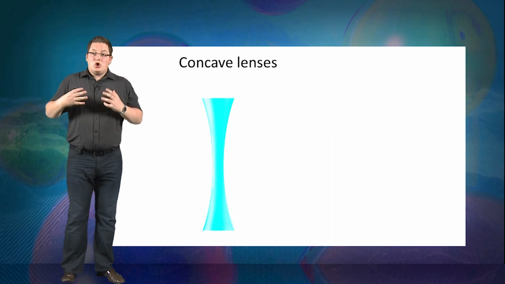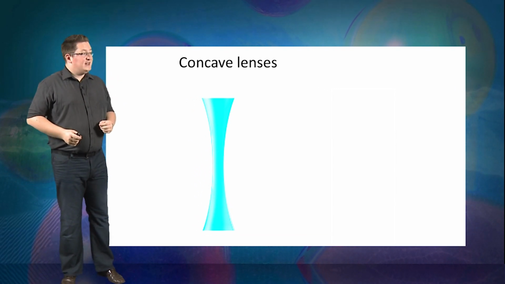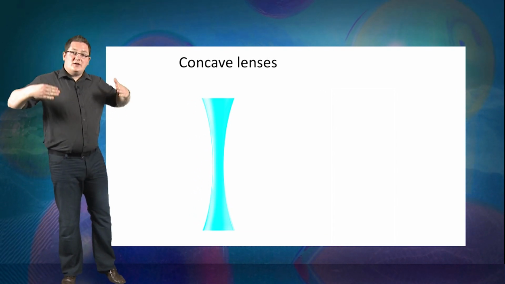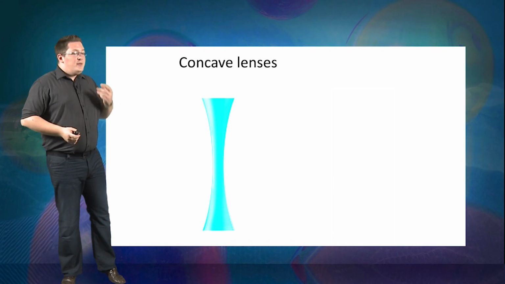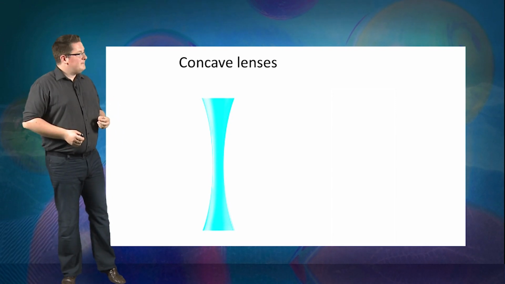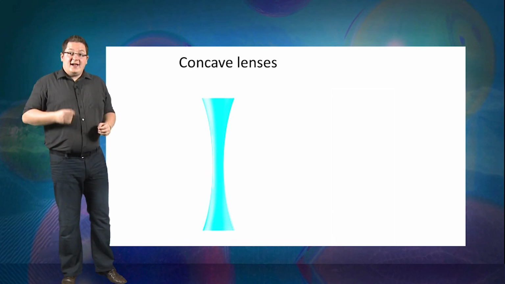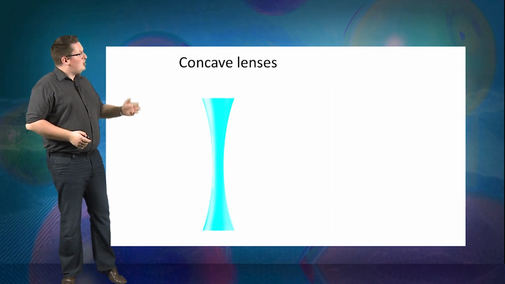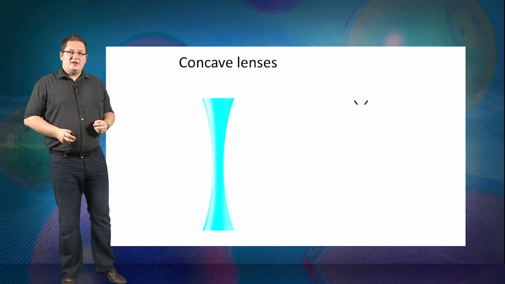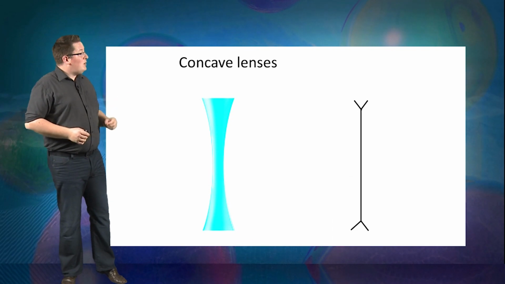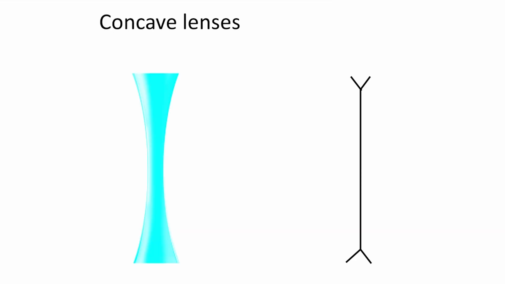Now let's look at concave or diverging lenses. These are curved inwards on both sides, thinner in the middle than at the edges. Light travelling through them is diverged. It spreads out. A concave lens is represented on a ray diagram as two arrowheads pointing inwards joined by a line.